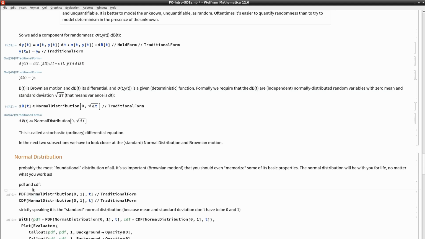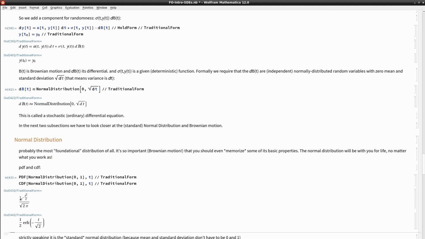So let's look at the probability distribution function called PDF, and also the cumulative distribution function of the normal distribution. That means 0, 1. I sometimes make the distinction and call it the standard normal distribution, because if mu and sigma are not 0, 1, then we have a normal distribution but not a standard normal distribution.